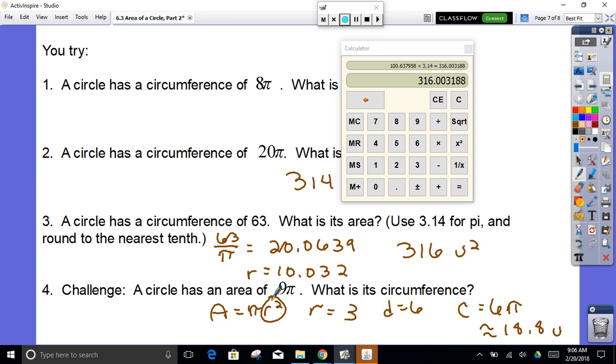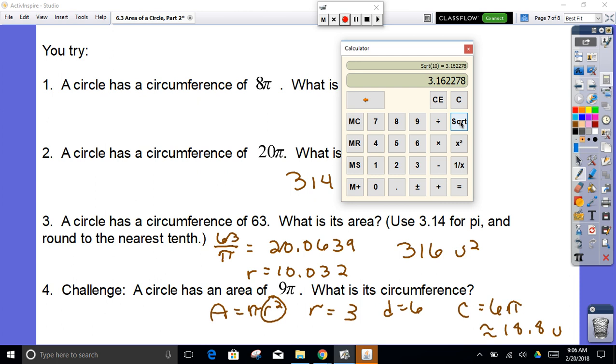If this were not an easy number to figure out, I could just use the square root button on the calculator to figure it out. So say this said 10 pi. 10 doesn't have a whole number square root, but I can take the square root of 10, which is 3.162278, probably longer than that, and then I can use that to find the circumference.